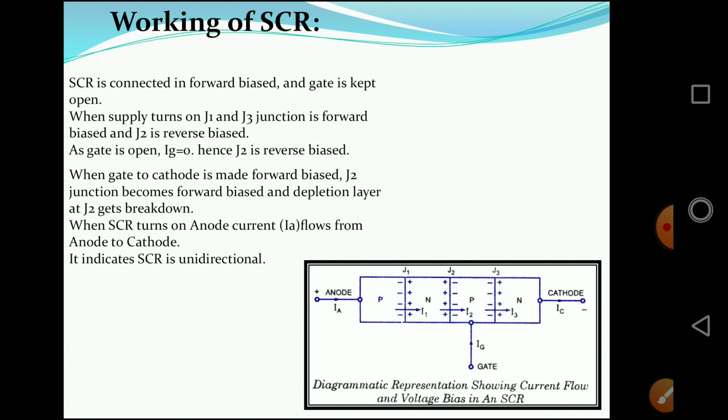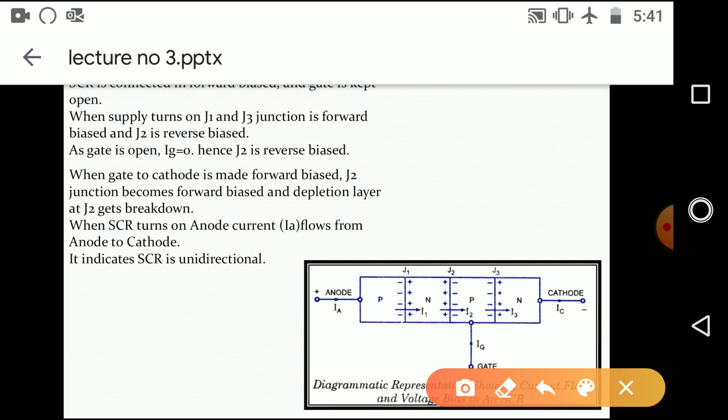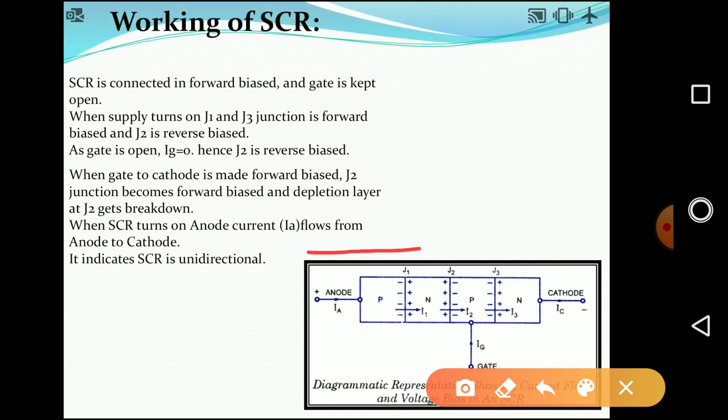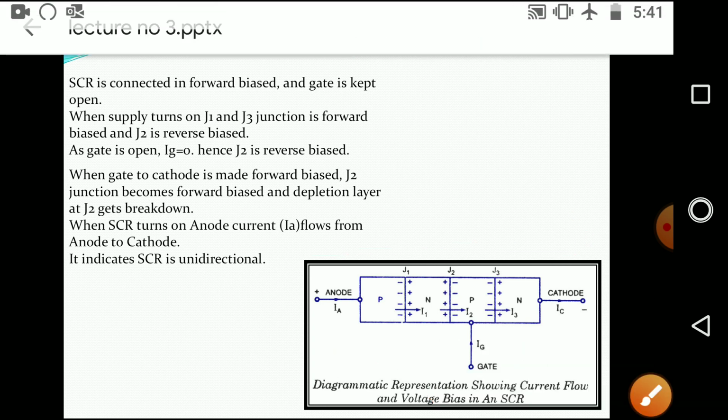So the better option to turn on the SCR is by using the gate terminal. The gate is called the control terminal of the SCR. As we can observe in the representation, the anode current flows from anode to cathode. It never flows in the opposite direction. So the SCR is called a unidirectional device.